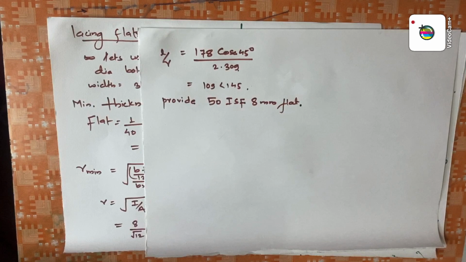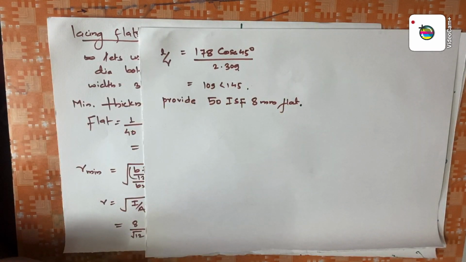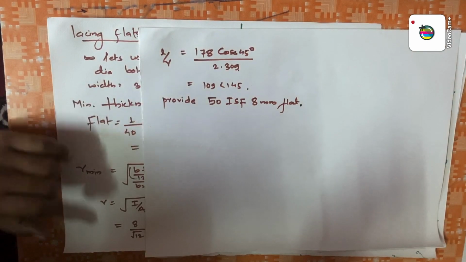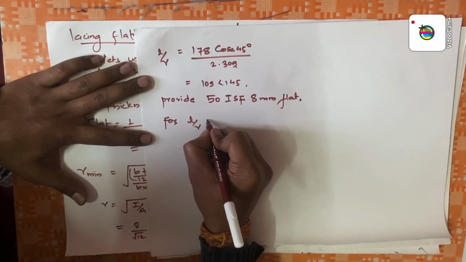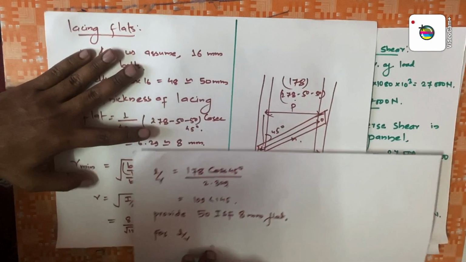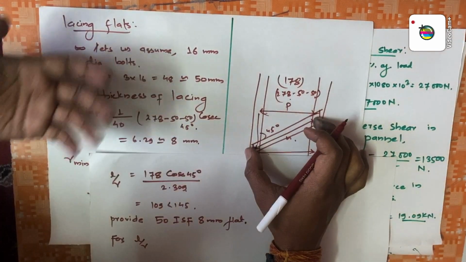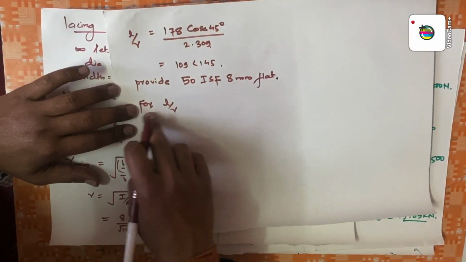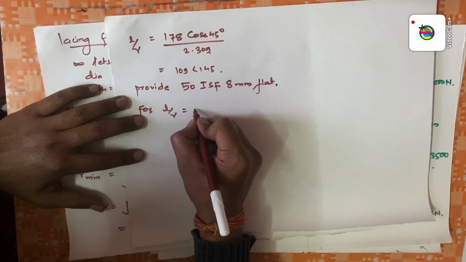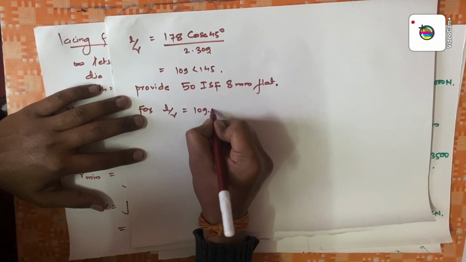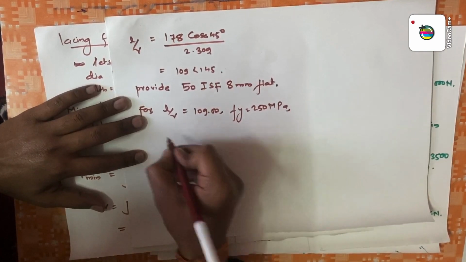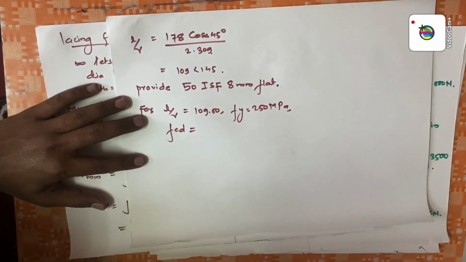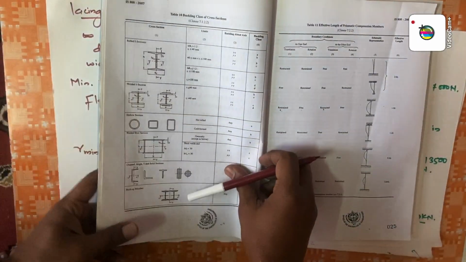Now let's go for a further calculation. Let's check whether this section is okay or not. For L by r, I am just going to check whether this lacing bar is able to withstand load or not. Our L by r is 109, and we know that fy is 250 megapascal. We have to find fcd.